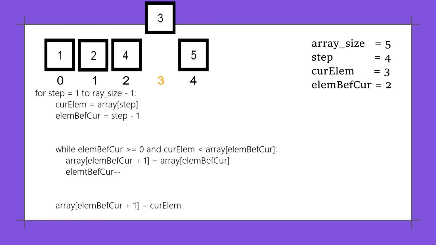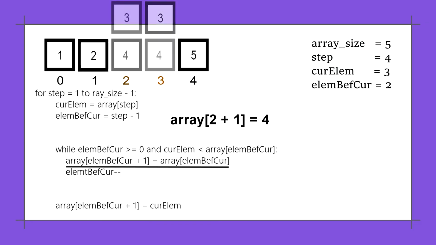Now, the inner loop will run again if both of the conditions were true. First condition is still true because 2 is greater than or equal to 0. Second condition is still true because 3 is less than 4. So, the array at index 2 plus 1 is assigned the value of the array at index 2. The value of the array at index 2 is 4. Then it was moved to index 3.